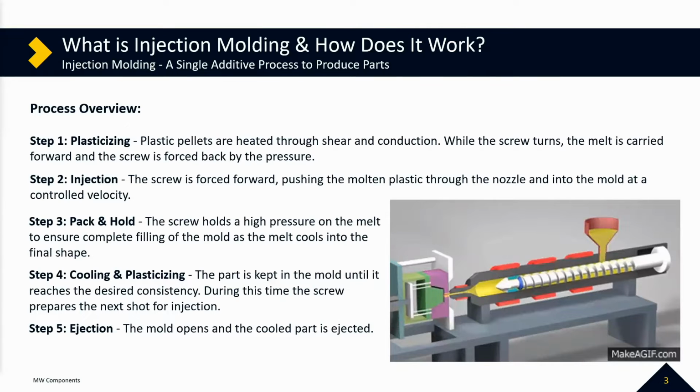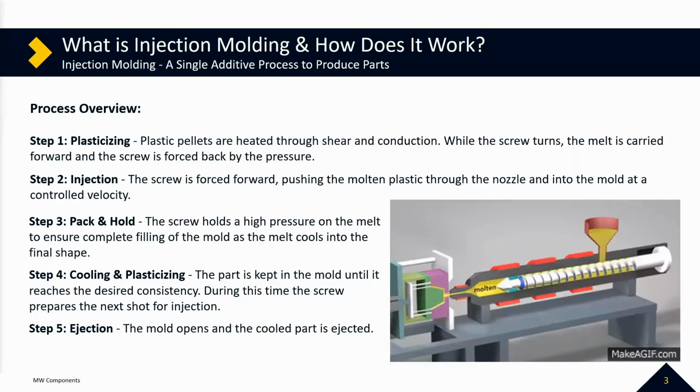First is the plasticizing. Plastic pellets are heated through shear and conduction, while, as you'll see in the GIF underneath there, the screw turns. That turning is causing friction on the sides of the barrel and between the screw, shearing the plastic. And along that entire barrel are heater bands, usually at temperatures between 300 to even 800 degrees Fahrenheit.